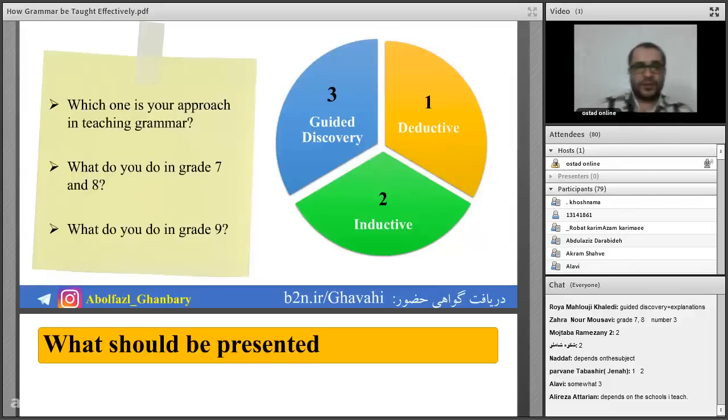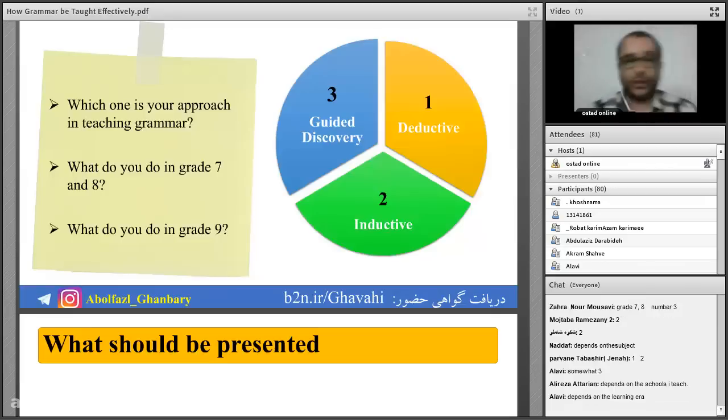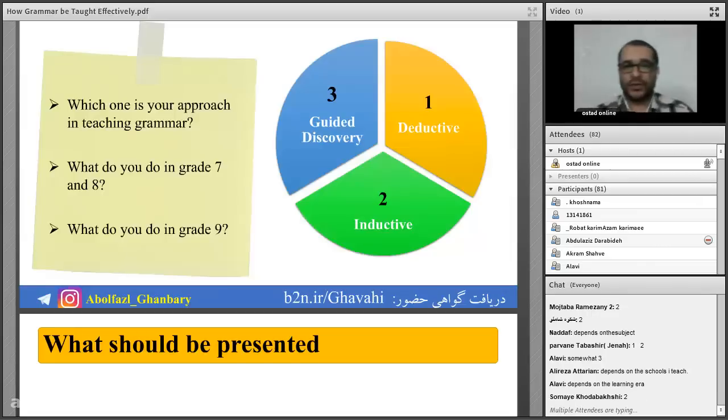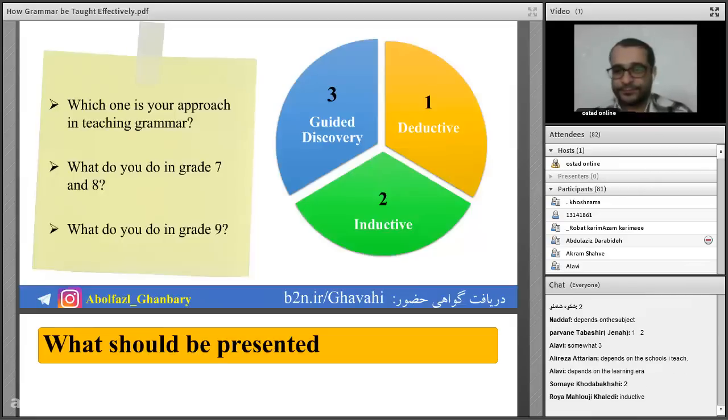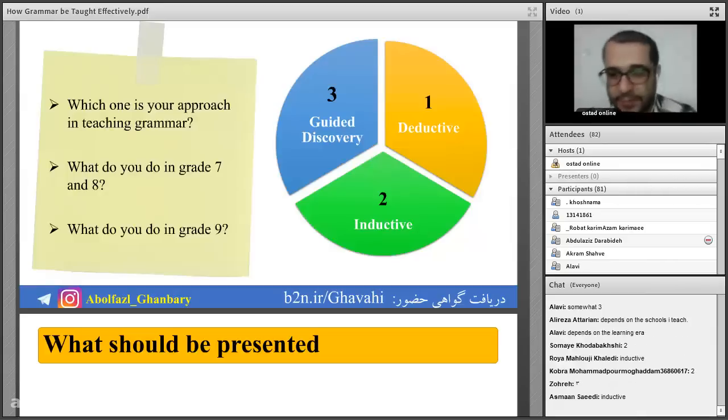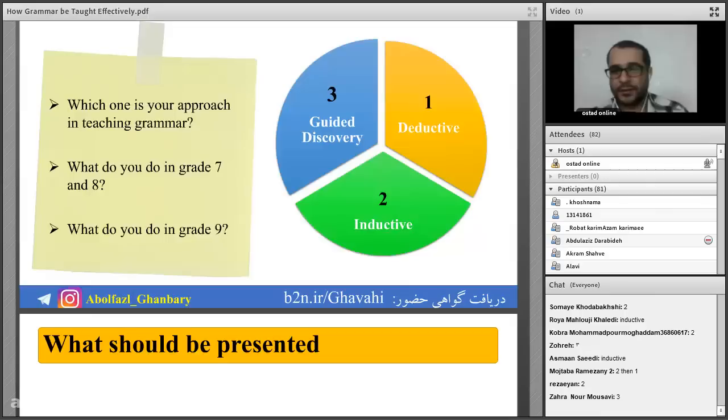Very good. The second question. What do you do in grade 7 and 8? Do you use deductive, inductive, or guided discovery? Inductive. Guided discovery. Inductive. 3. 2 then 1.